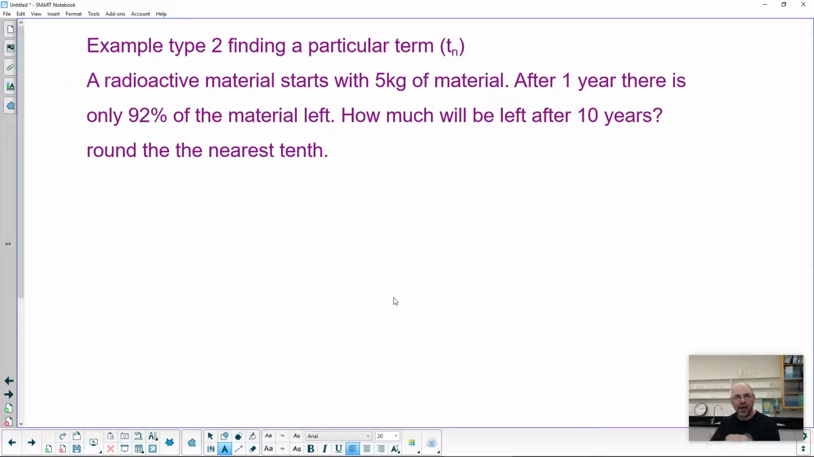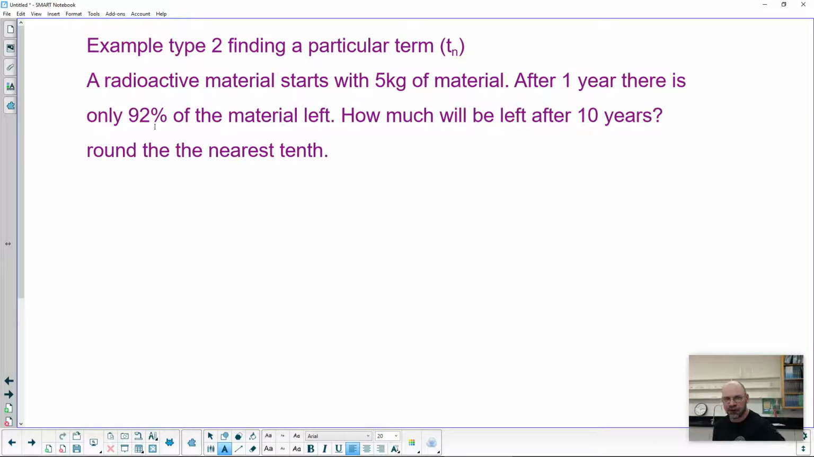The radioactive material starts with 5 kilograms of material. After 1 year, there is only 92%. Now, you have to be careful with percent. It's a ratio, but it's not 92. It's 92 over 100. Remember that this symbol, percent, means 92 out of 100. So when you do 92 out of 100, you think of that as 0.92 or 92 over 100. How much will be left after 10 years? Round to the nearest tenth.